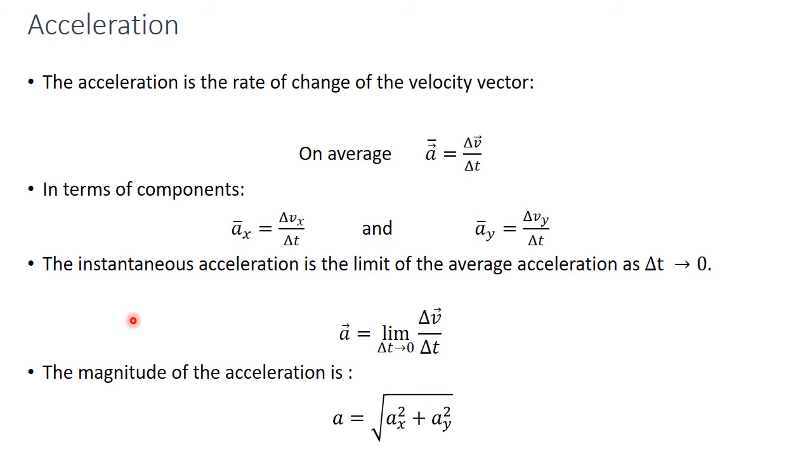If we want to define the instantaneous acceleration, we have to take the limit as delta t goes to 0. And of course, since acceleration is a vector, we can divide it into components. We get the x component as delta v x over delta t, and the y component as delta v y over delta t. And to find the instantaneous component, we just take the limit. Also we can define the magnitude of the acceleration as the square root of a x squared plus a y squared.